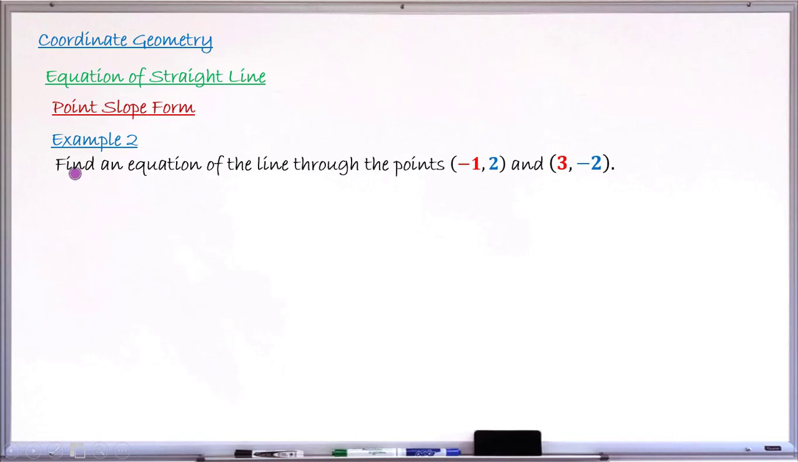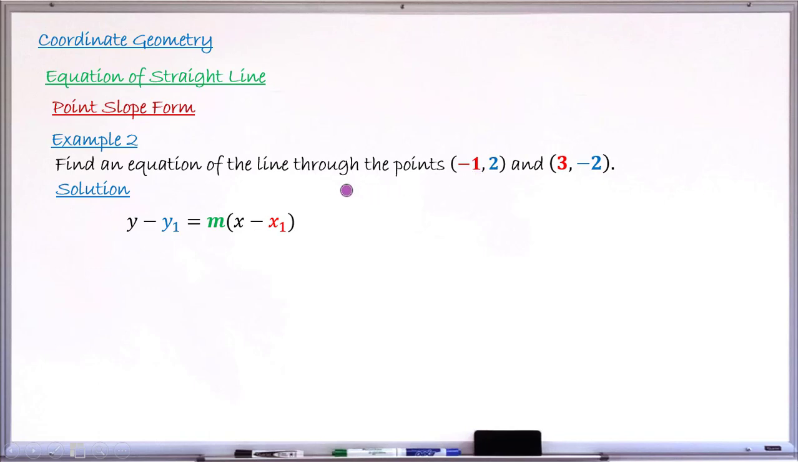Example number 2 says: find the equation of the line that passes through these 2 points, and the coordinates of those 2 points are (-1, 2) and the second coordinate is (3, -2). Solution to this problem. So writing it down in the formula, y minus y1 equals m into x minus x1. What is missing in this question is the slope of the line. We have coordinates of just 2 points on that line.